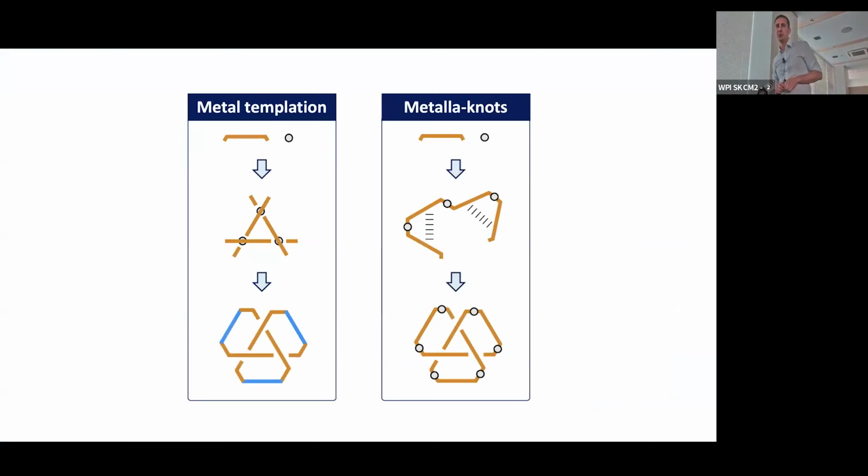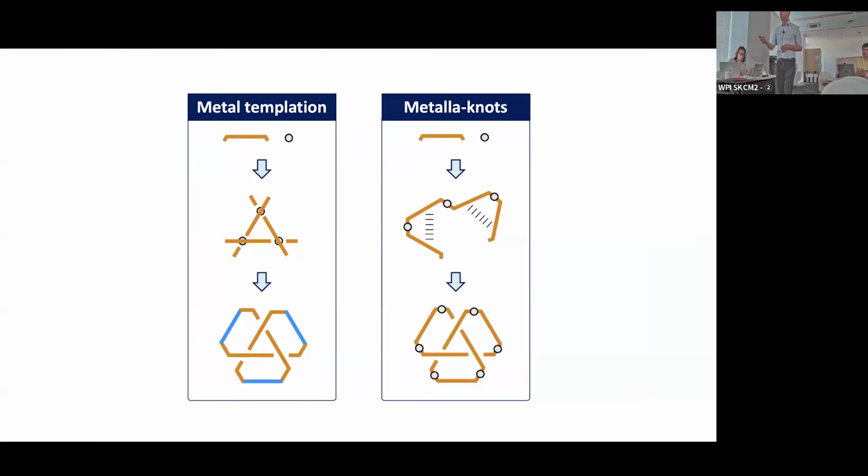All right, so to leave some time for questions and maybe a small break, I will close it here. I'll just recap quickly that there are two main approaches to make entangled molecules. The first one relies on metal templation. This is the main approach which has been undertaken until now. The other approach, which has been literally exploding in the past 10 years, is to use metals as linkers to form what are called metal knots.